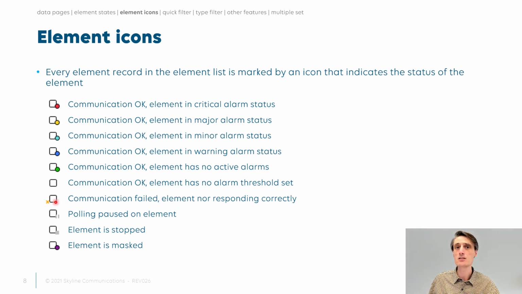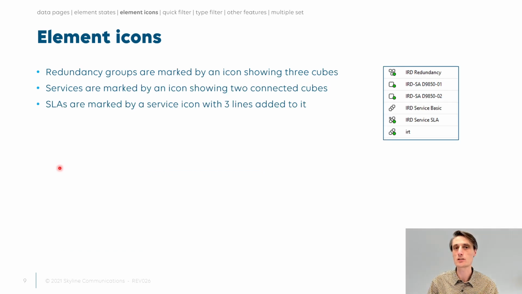If there would be a communication problem that we are not able to communicate with the data source, it would indicate the orange cross. And the pause and stop sign are also indicated here. If you pause your element or stop it, that's nicely indicated as well. And the last one is the masked color indication that is by default purple. Of course, the colors can be changed on a DataMiner system, so that would be different than if you would do so. But those are the default ones.